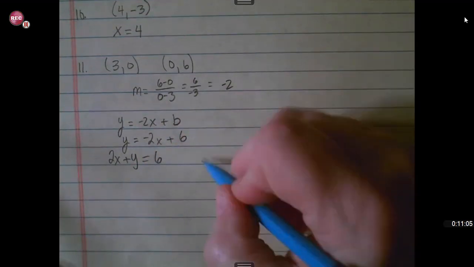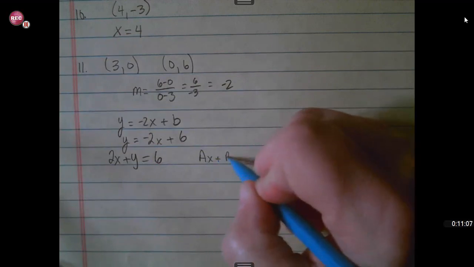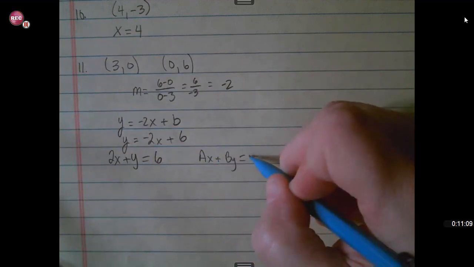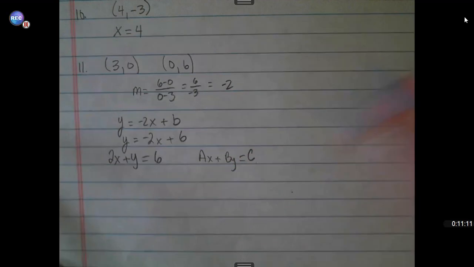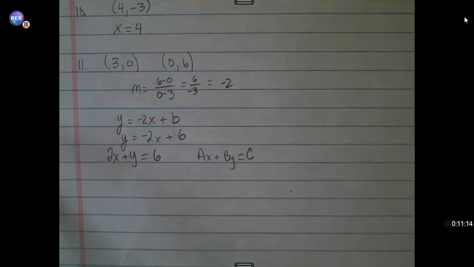Standard form is, remember, ax plus by equals c. A, b, and c have to be integers. A has to be a positive integer. Okay.